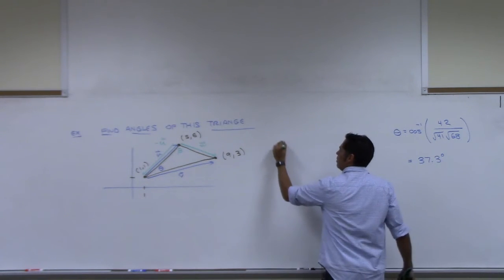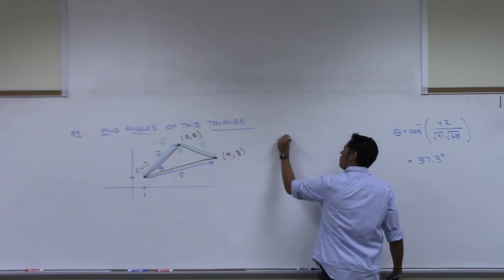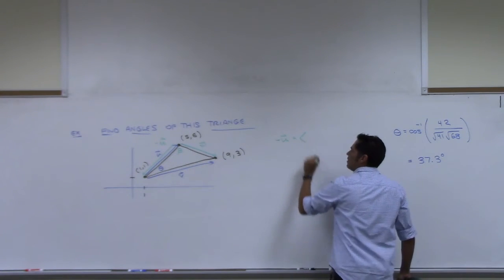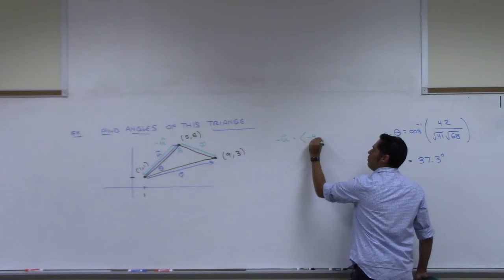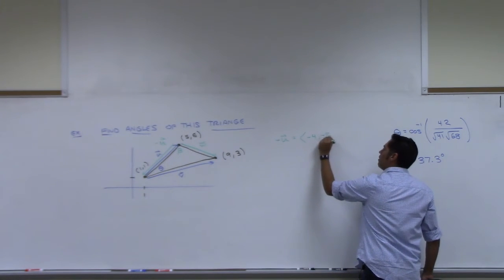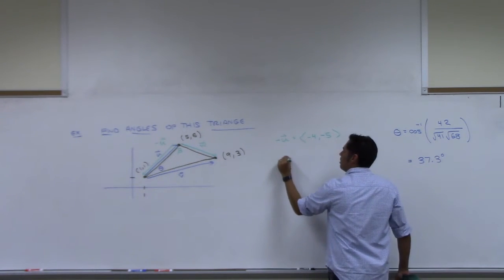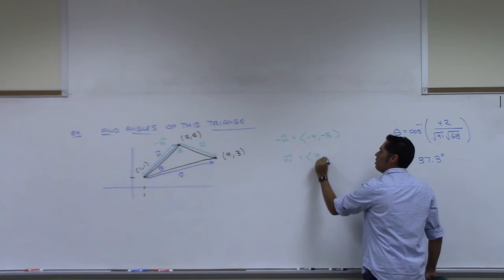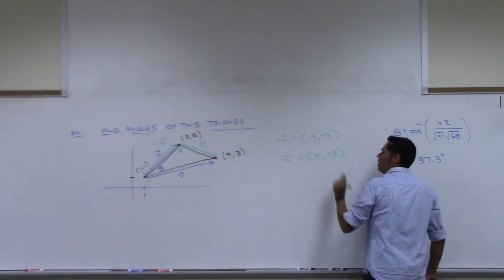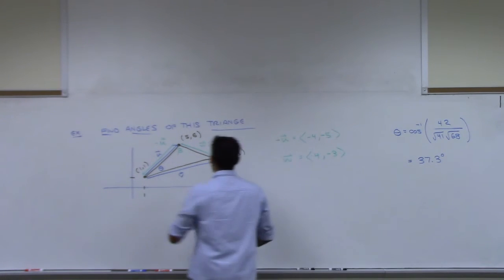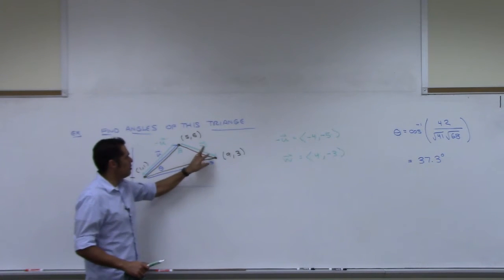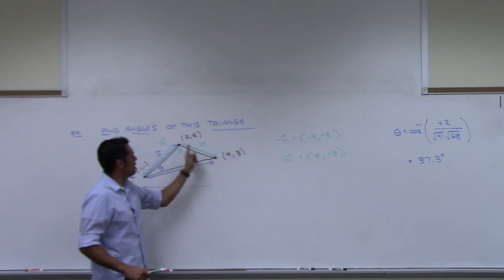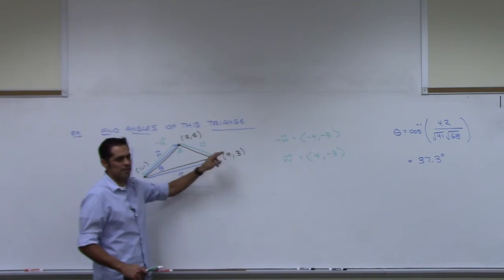So what is negative u? It's the opposite of what we had. -4, -5. Okay, good. What is the vector w? 4, -3. The biggest mistake I see on this is that students do these backwards. When you're trying to find this vector w, they go 5 - 9, 6 - 3 instead of the other way around.